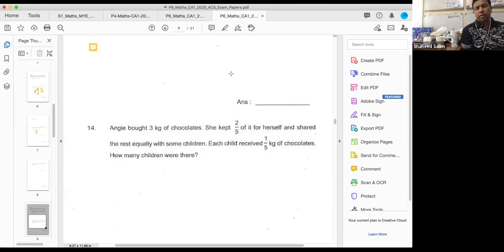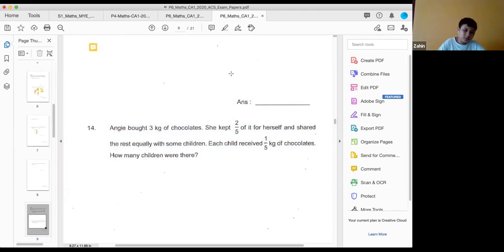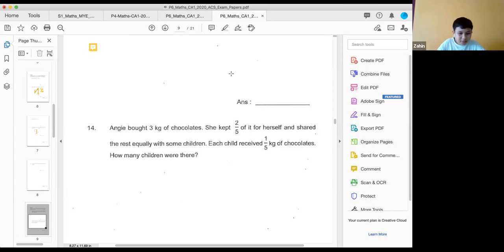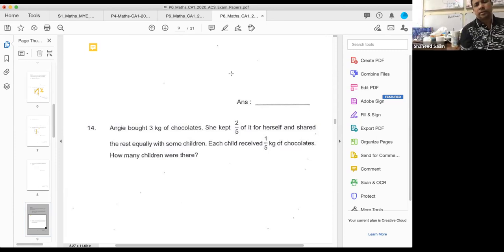Anyone got the answer? Zain, you got? I don't know how to find the rest. What do you know how to find? I do 2 out of 5 times 3, because they say 2/5 of it. Yes, the 8 refers to 3 kg. Okay, maybe it might be easier for you if we change all of these. If you find it difficult to answer, change it to grams. Then maybe you can see it clearly.